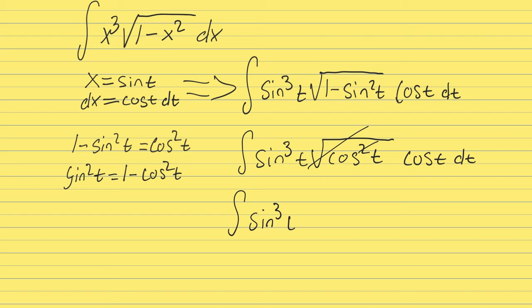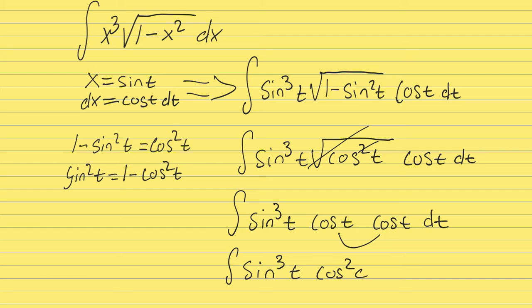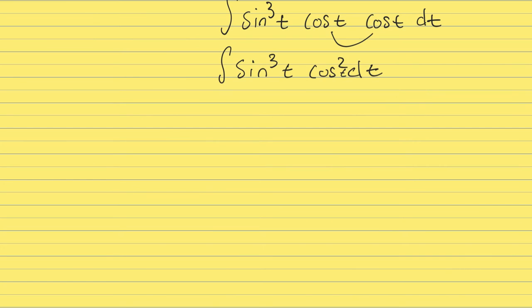Now we have sine cubed t cosine t dt. We have two cosines, which means it's going to be the integral of sine cubed t cosine squared t dt. There should be a t in there. Okay, now we have something that we can actually work with, but we're still not close to done.